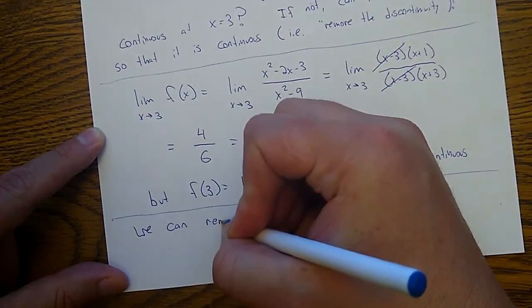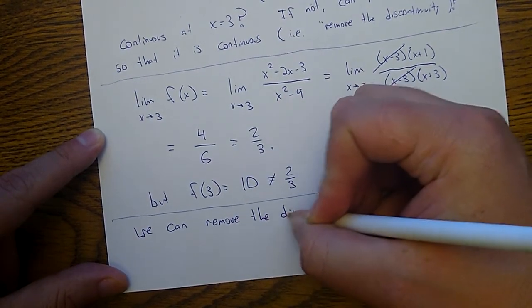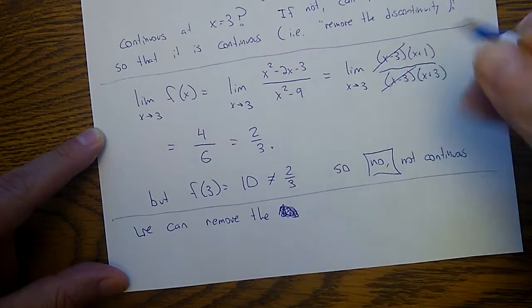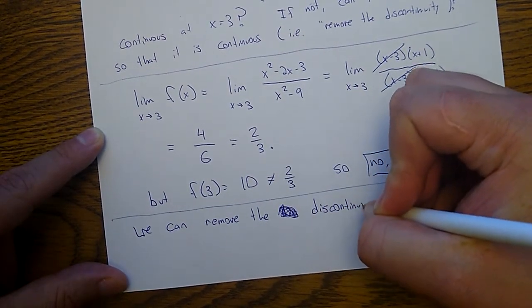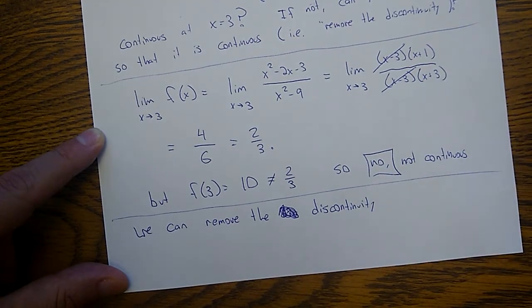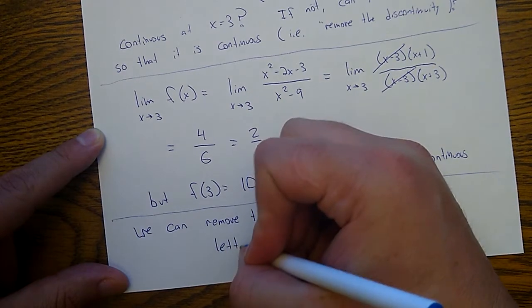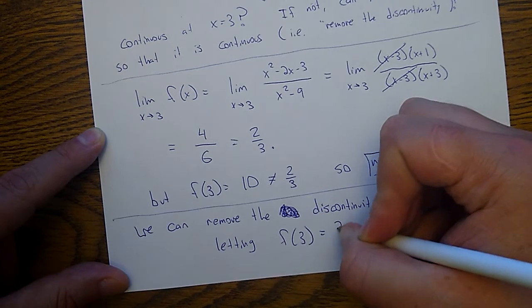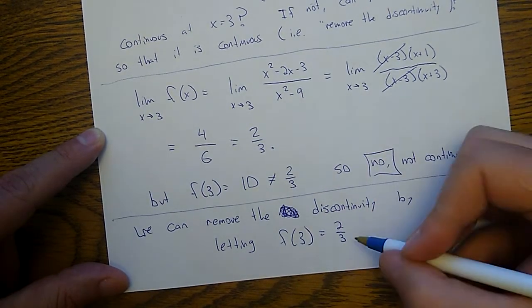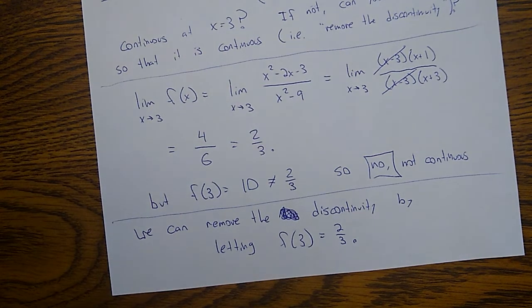We can remove the discontinuity. Oops, my handwriting gets really bad when I'm writing on camera. By letting f of 3 be 2/3. Okay, good.